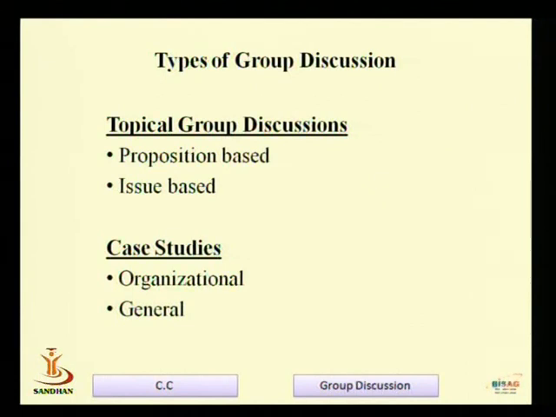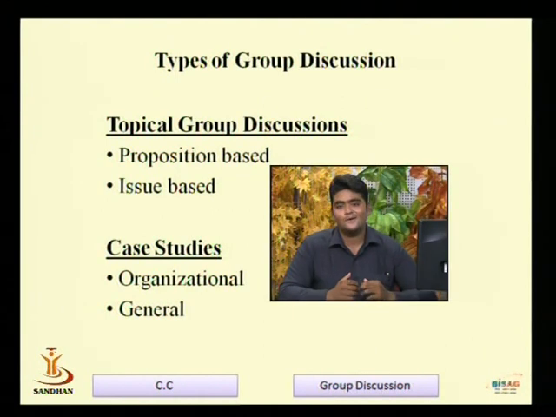So if you have a yes or no answer, say for example, whether child marriages should be there or not, so there are answers. Some might say yes, some might say no, and then you come to a conclusion, yes or no. So if you come to a conclusion yes, then it is your answer to your proposition based group discussion.